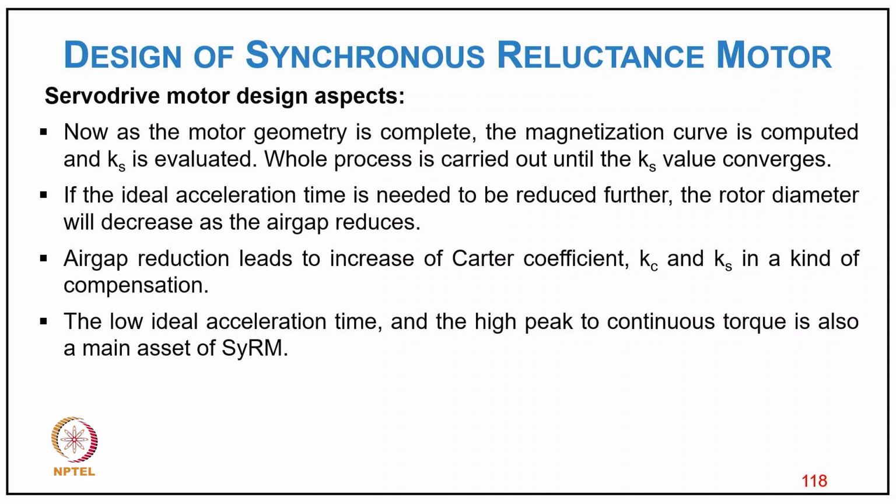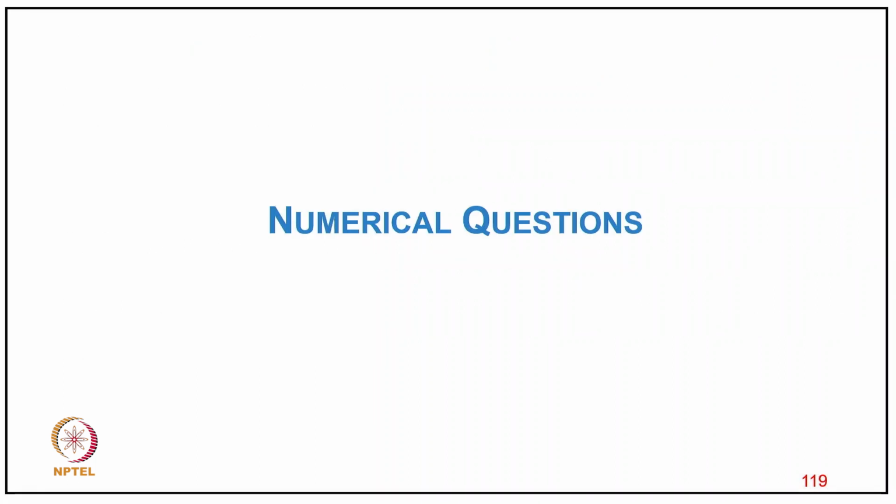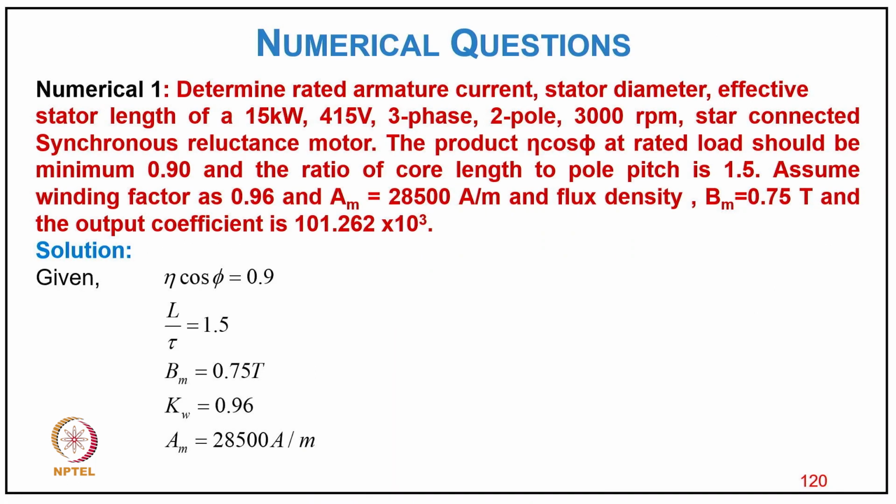If the ideal acceleration time needs to be reduced further, the rotor diameter will decrease as the air gap reduces. Air gap reduction leads to an increase of Carter coefficient Kc and Ks in the kind of compensation. The typically low ideal acceleration time and the high peak to continuous torque are also main assets of the synchronous reluctance motor. Coming to numerical problems.